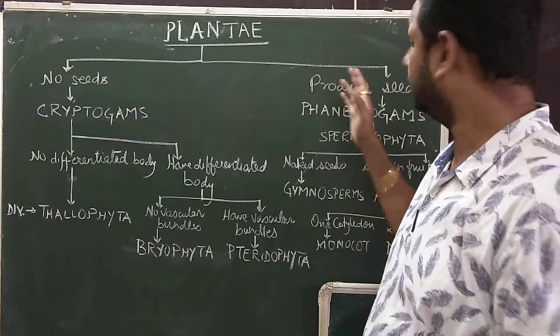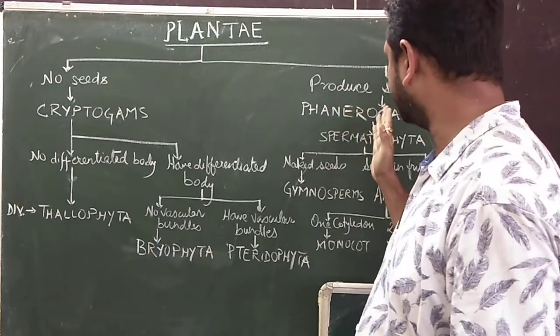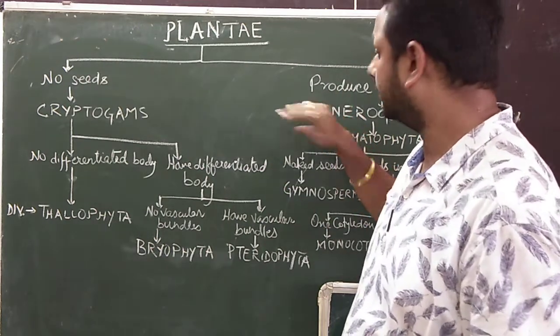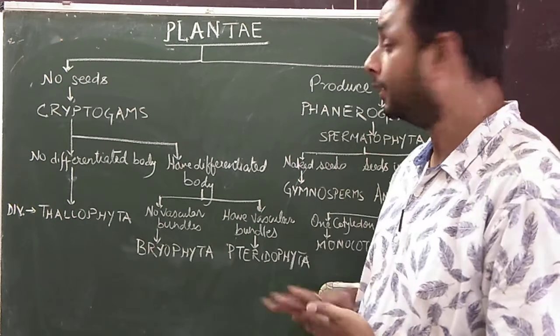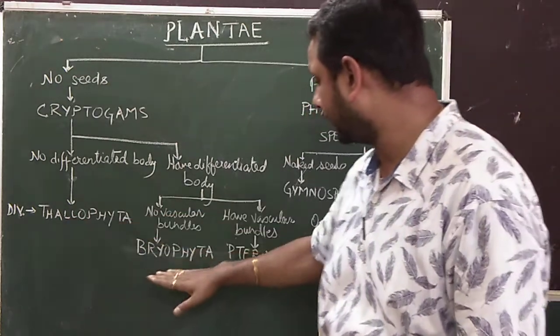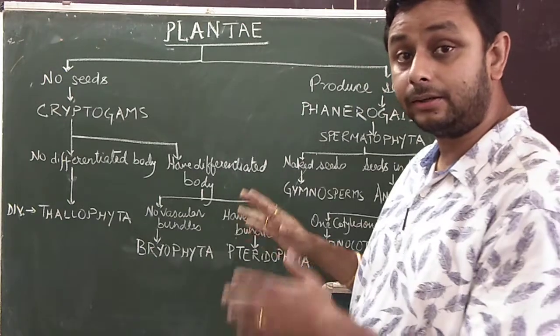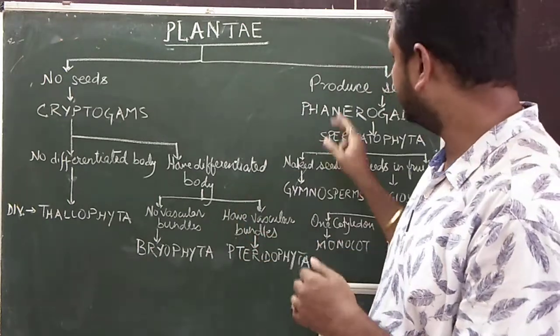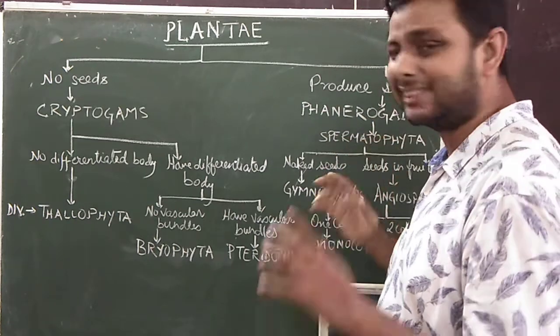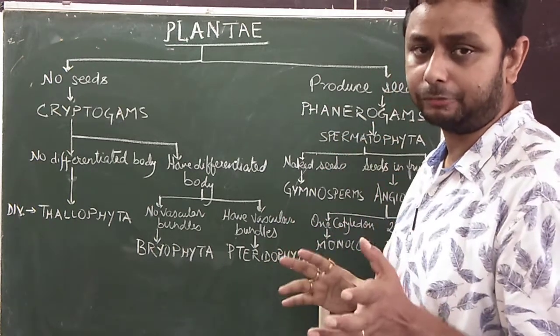After that we come to those plants which produce seeds. Those plants which produce seeds are under the subkingdom Phanerogams. Phanerogams have just one division, just like we have Thallophyta, Bryophyta, Pteridophyta, where the name ends with phyta. So here also there is just one division, and that division is Spermatophyta. In some books you will find the word Spermatophyta missing.